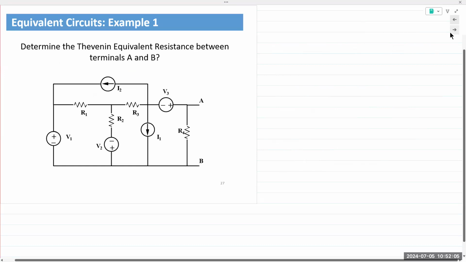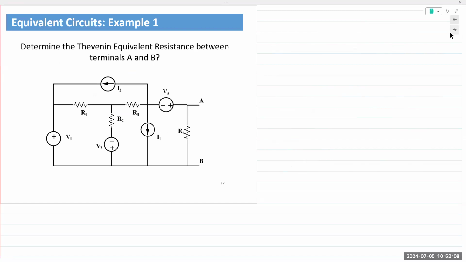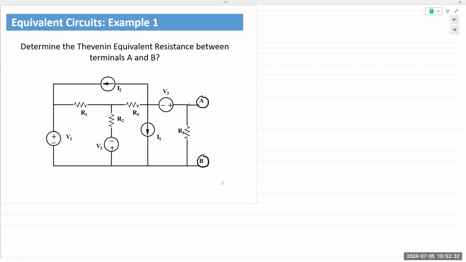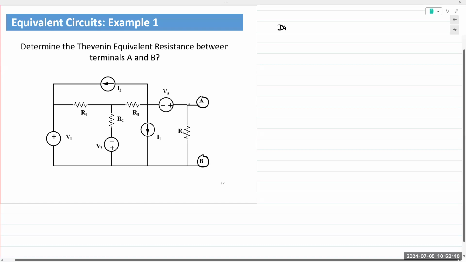The problem statement here is: determine the Thevenin equivalent resistance between terminals A and B. It's not asking for anything else. It does not state to determine the Thevenin resistance as seen by a particular component. So in this case, we don't have to do anything. We directly analyze between A and B without any modification.